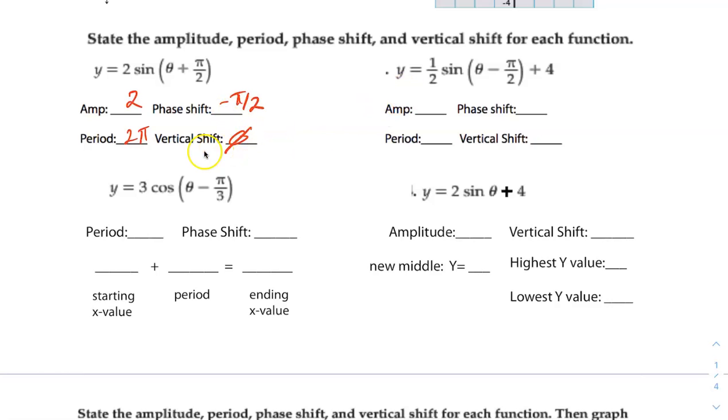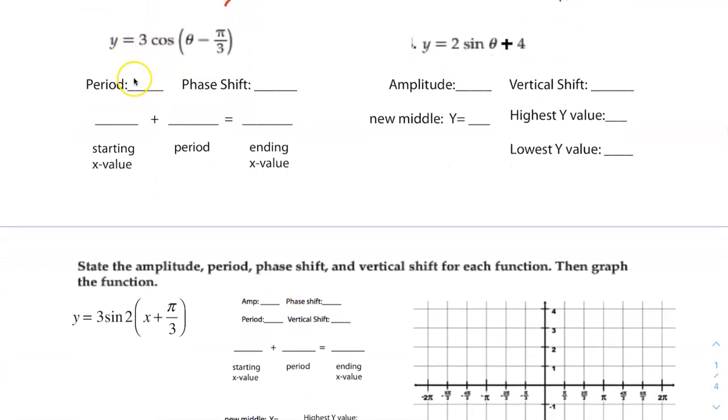It's the same thing. This is a no solution. Empty set. My amp here is 1/2. Look like I don't know the graph that. My phase shift is inside opposite, so plus pi over 2. That outside is the vertical shift, or I like to say the new middle.